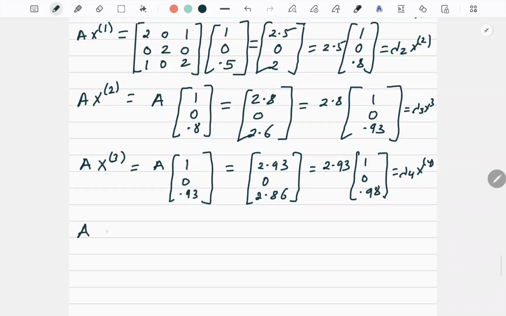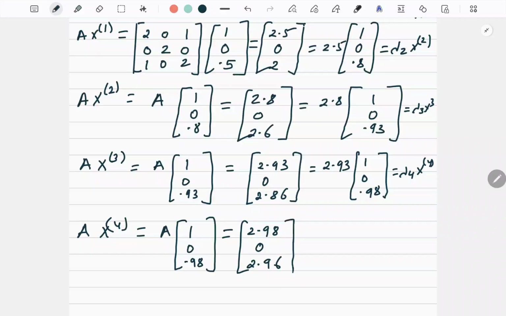Next. Now I will do A x4. So A, and what is x4? 1, 0, 0.98. Right? Now when I multiply, I will get 2.98, 0, 2.96. Correct? So which one is the highest? 2.98. Take out 2.98. So what is left now? 1, 0, 0.99. So this is my lambda 5 and x5.